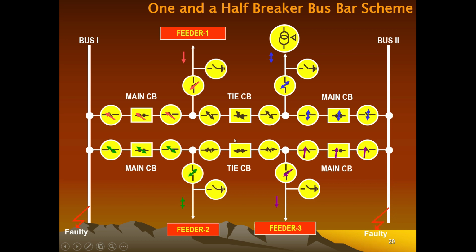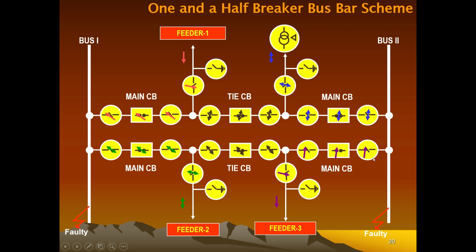So now there are other possibilities. Suppose there is a fault on both bus 1 and bus 2. In that case also there will be some power flow through your substation, and that will be through, suppose, feeder 2 through the tie CB, and then the power will be exported to feeder 3, or power might be imported from feeder 3 to the tie CB and then exported to feeder 2.